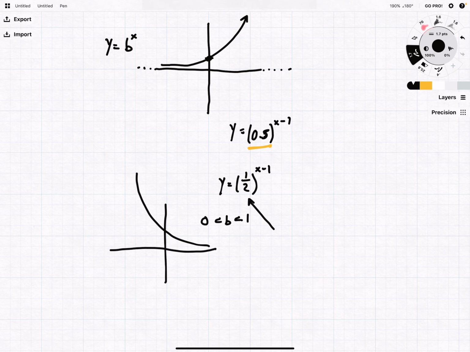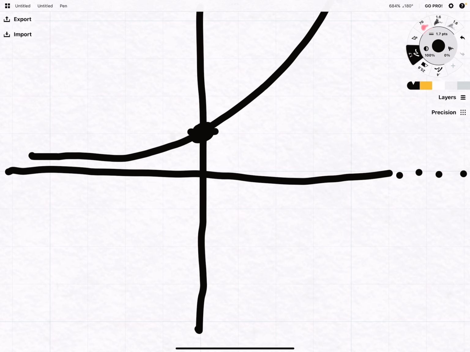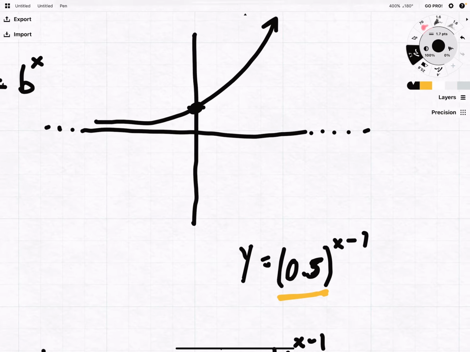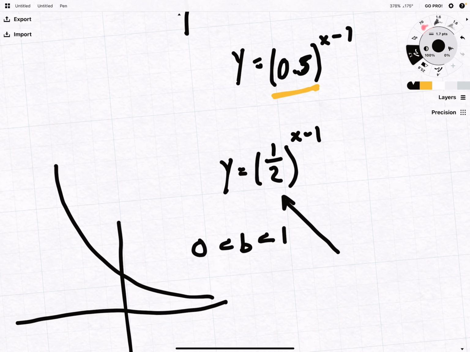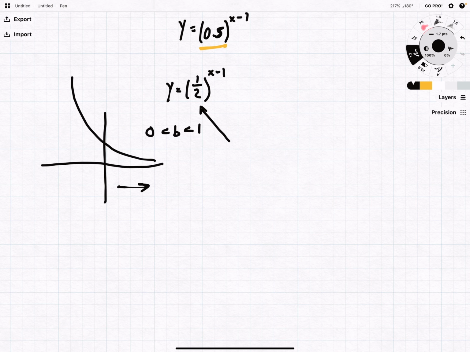So usually what happens is when x equals 0, then y will equal 1, because you'll have b to the 0 equals 1. In this case, we have x minus 1, so this is going to give the graph a horizontal shift to the right. So let's draw this a little bit more neatly. Naturally, (0, 1) right here would be one of the points of intersection.